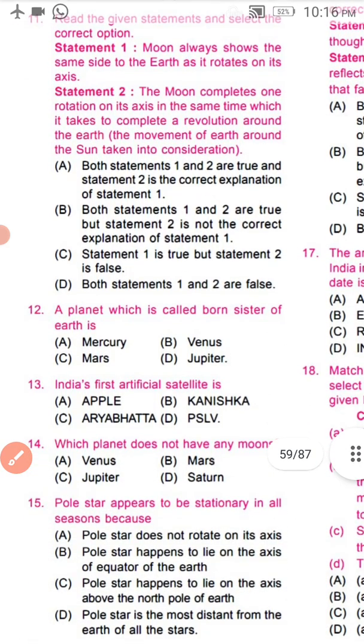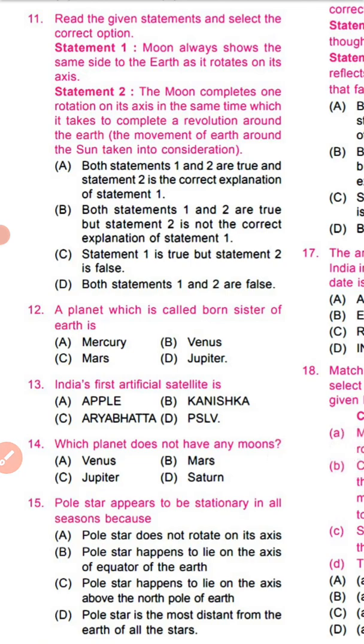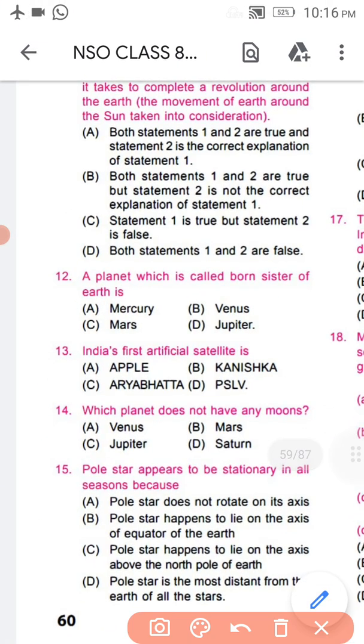Come to question number 12. A planet which is called born sister of Earth is, which one? Venus. Venus is the planet which is called born sister of Earth.